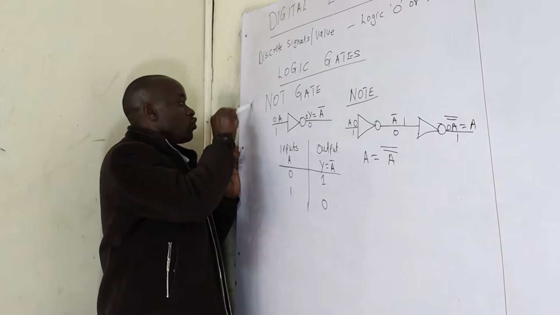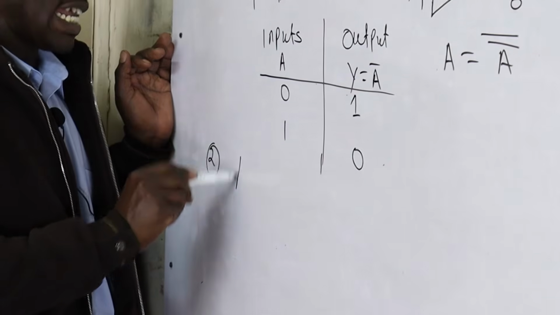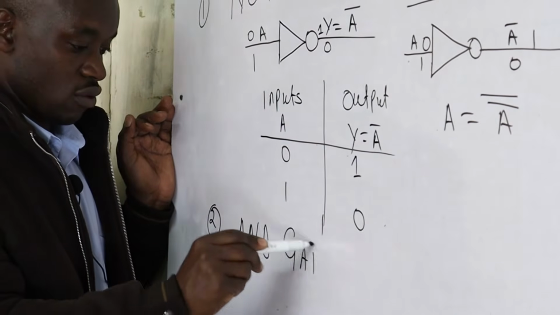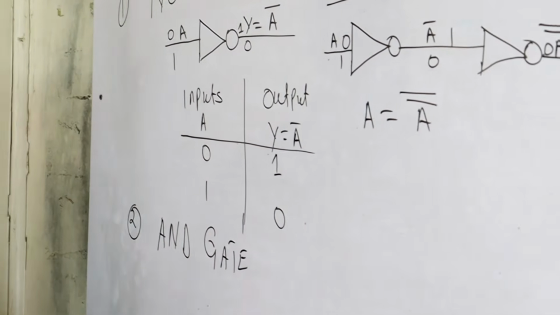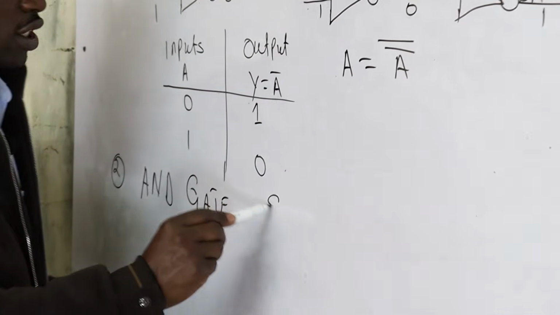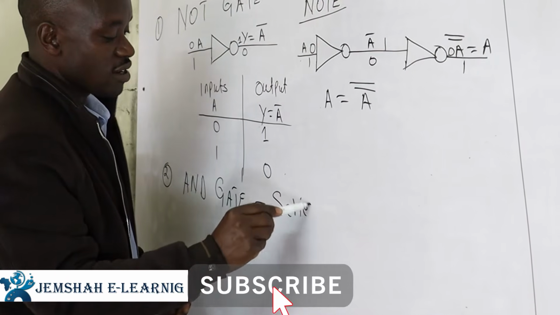Now, basically this is the NOT gate. The next gate which we talk about is the AND gate. Number 2 is the AND gate. To simplify this, we can say that an AND gate is referred to as a series switch, for those people who are doing electrical. It's like a series switch.